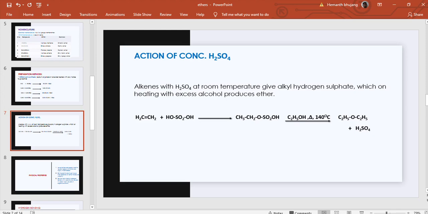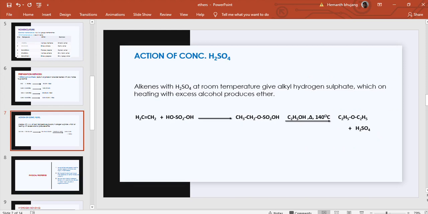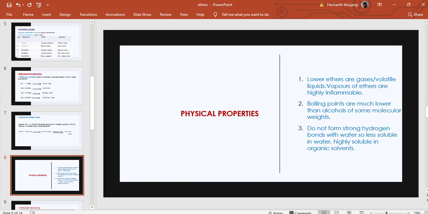Remember here, we have this part, and from this one hydrogen is removed. So in total there is elimination of H2SO4. Once we eliminate H2SO4, this C2H5 comes and attaches to the oxygen. So we are getting this product, that is simple ether, diethyl ether. We have discussed two simple preparation methods: one is Williamson synthesis, the other is the action of concentrated sulfuric acid on alkenes.